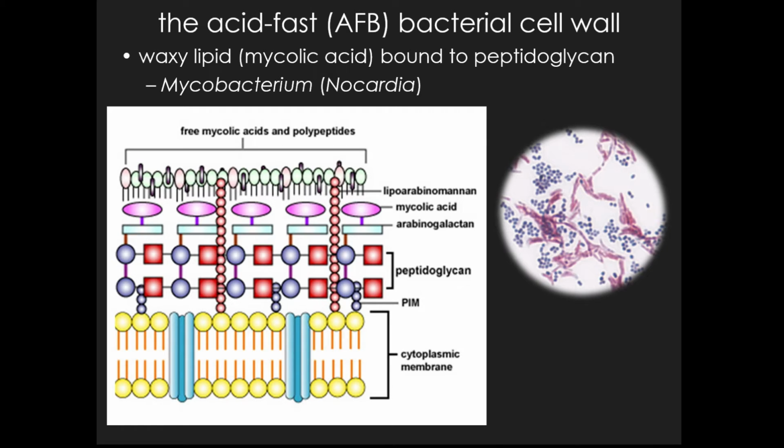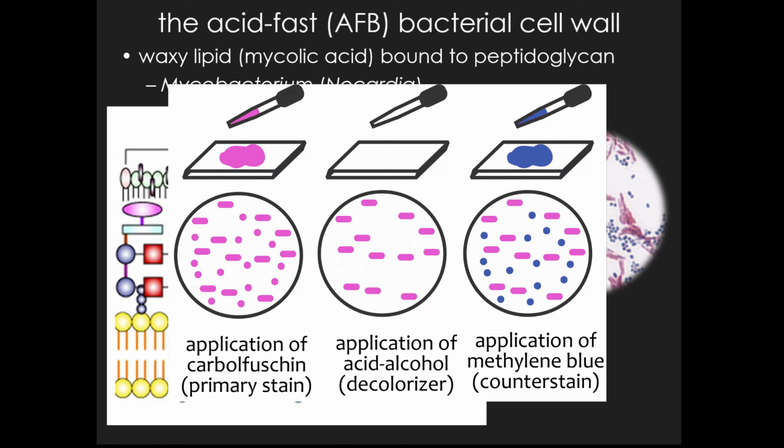Now, there is a special staining technique, which is called the acid-fast staining technique, where heat is employed to melt that waxy layer, allowing stain to penetrate the cell. The cell is then allowed to cool, and then it is decolorized with an acid alcohol. And only those cells with mycolic acid are capable of holding on to that stain through this acid destaining process.